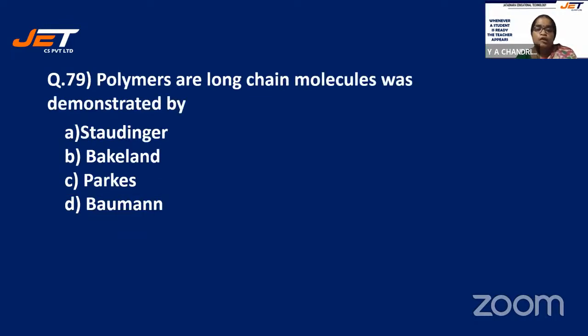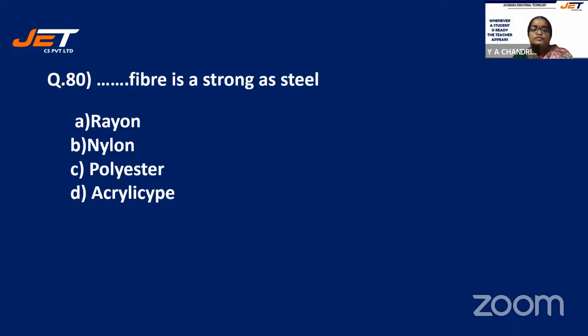Next question. Polymers are long chain molecules was demonstrated by Staudinger, Bacquelin, Parks, Baumann. Let us see. It is by Staudinger. Dash fiber is as strong as steel. It is nylon. Option B.